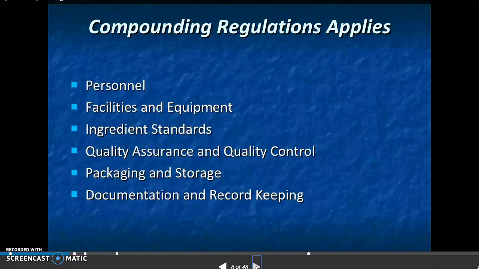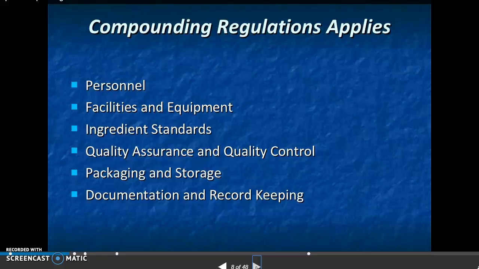When you talk about quality assurance, what you're talking about is ensuring the quality of that particular medication. How well has it been prepared? And then the quality control. What type of documentation do you have that you have followed the procedures associated with quality assurance, that you have followed the procedures associated with the ingredient standards, that you have followed the prescription in terms of using the proper facilities and equipment, and that equipment is kept and calibrated.